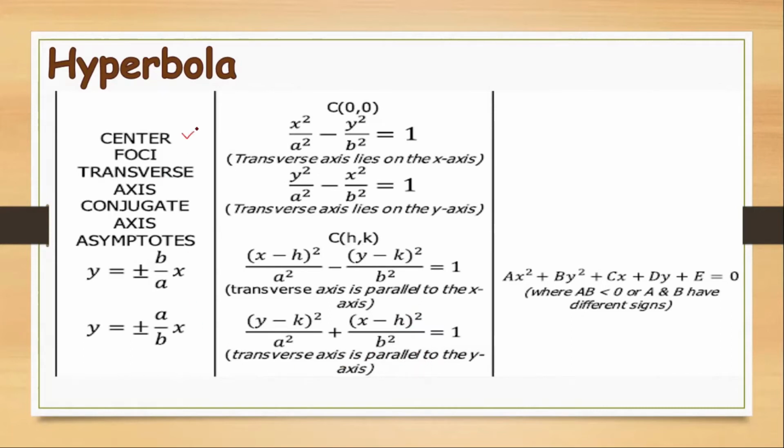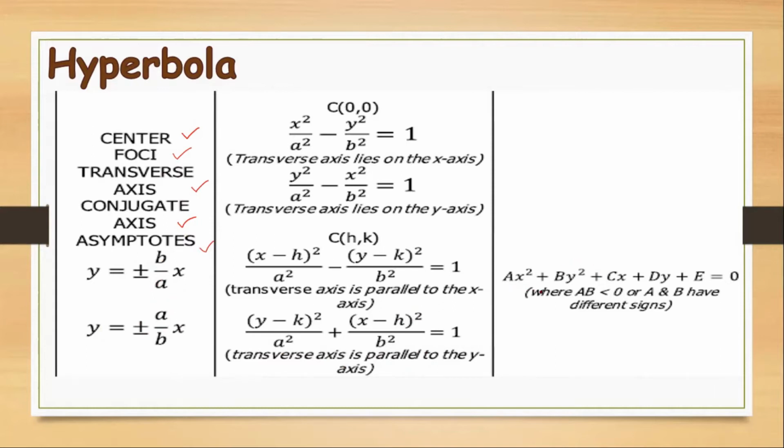And here are the parts of our hyperbola. We have the center, foci, transverse axis, conjugate axis, and also the asymptotes. So the asymptotes will be y equals positive or negative b over a x, or it can also be y equals positive or negative a over b x. It depends on the equation that is given to you, or on the position of your hyperbola.